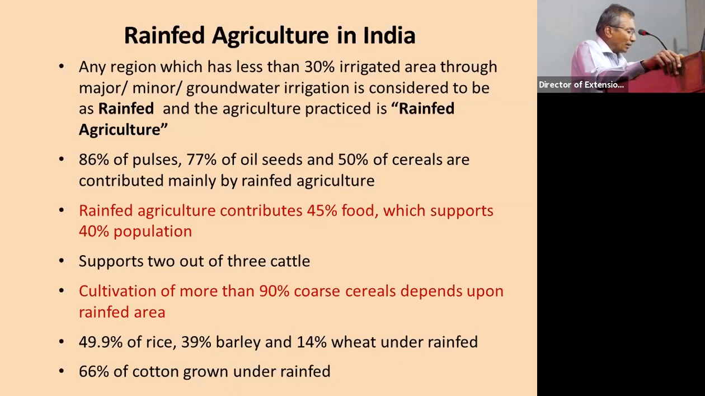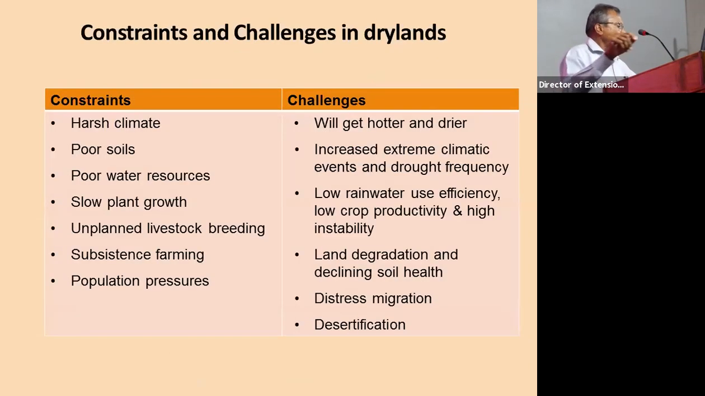So 49% of the rice, 39% of the barley and 14% of wheat are under rainfed, and 66% of cotton is grown under rainfed conditions only. So the constraints and challenges in the drylands, we know, are harsh climate and poor soils, poor water resources. Poor soils means low nutrient and organic matter content. Slow plant growth, unplanned livestock breeding. Without having proper grazing lands or fodder, they multiply the animal stocks and suffer for want of fodder material.